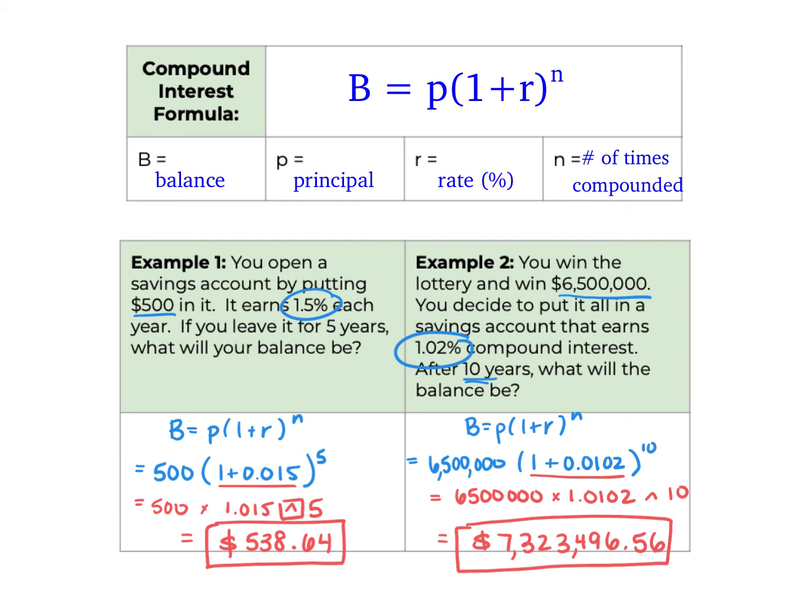$7,323,496.56. So a lot bigger number, but if you think about it, this principal amount was a lot bigger than the 500 in the last example. So again, this is your overall balance. It already has that $6,500,000 that you started with into account. So your interest would just be the difference off of this. But your overall balance, this already has that principal built in.